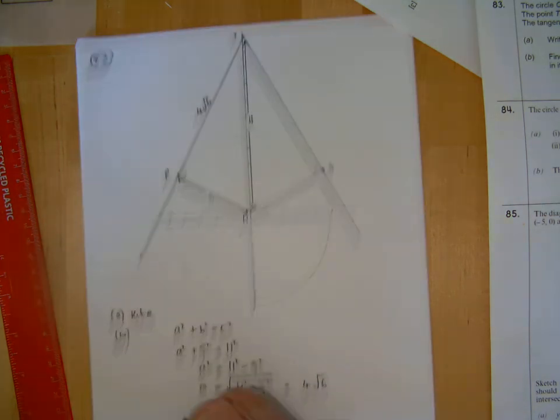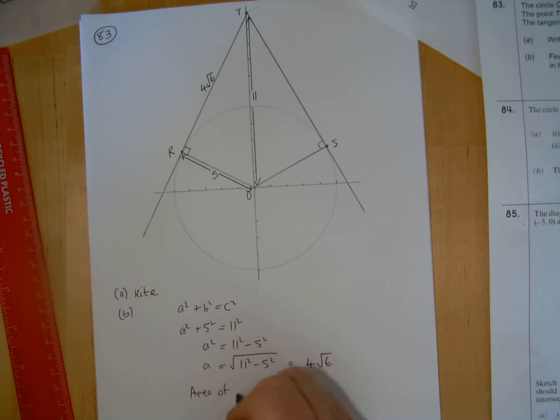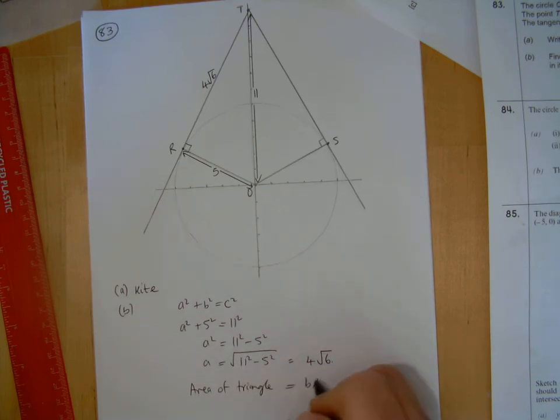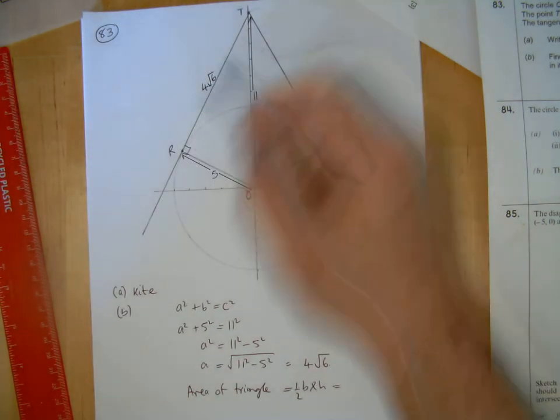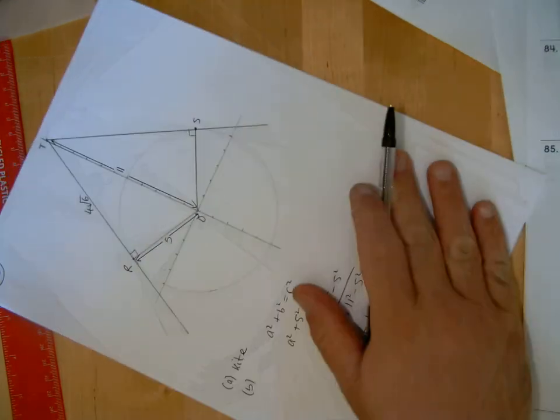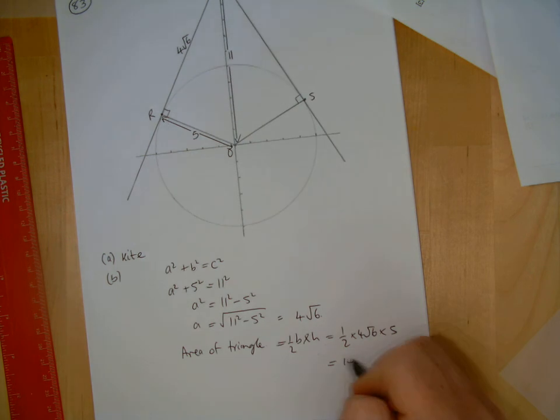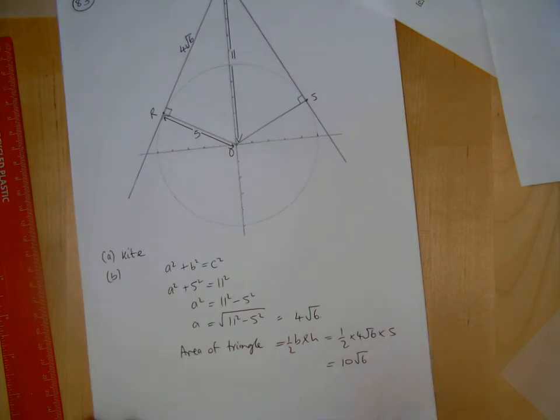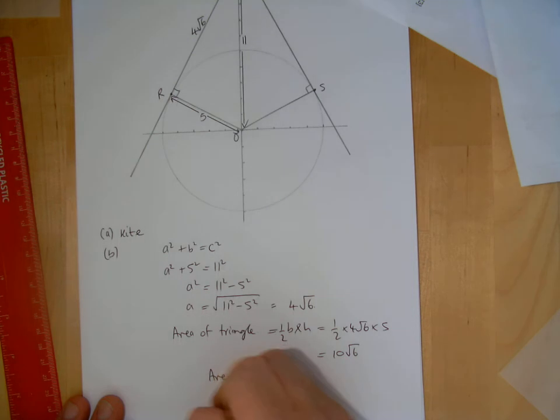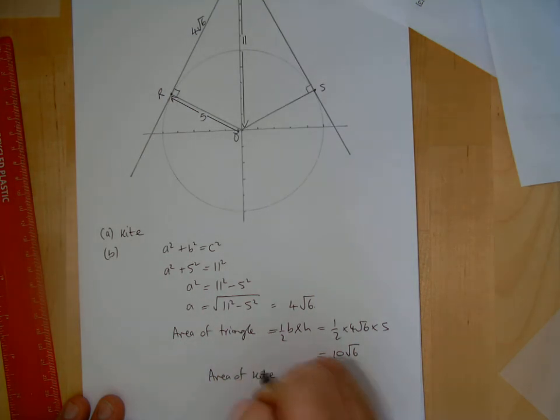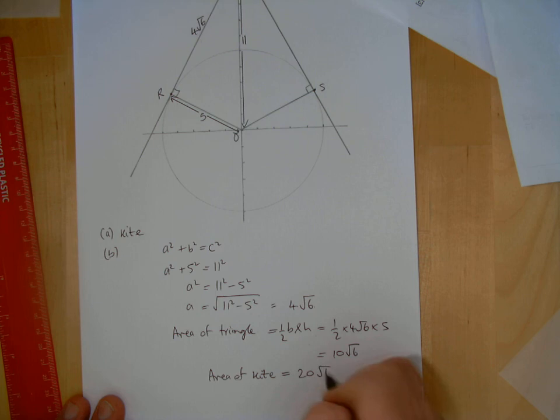Now, to get the area of the triangle, well, remember, area of a triangle is half base times height. So when you see this here, that's going to be my base, that's going to be my height. You can turn it around to see that there, my base and height. So it'll be half times 4 root 6 times 5. So that'll be 10 root 6. So that's the area of one triangle. To get the area of the kite then, you just have to double that because it's two triangles, so it'll be 20 root 6.